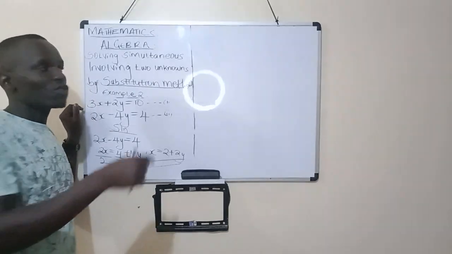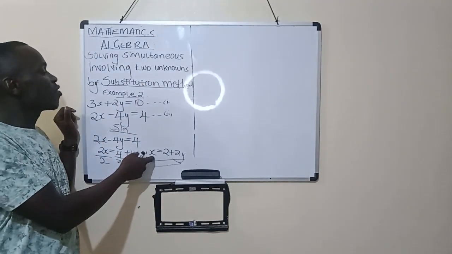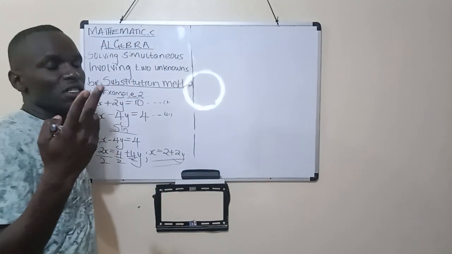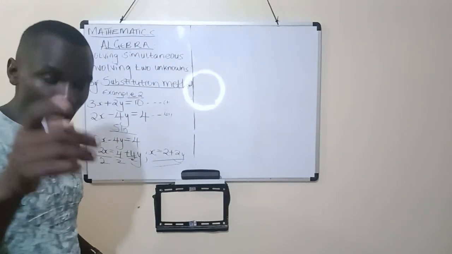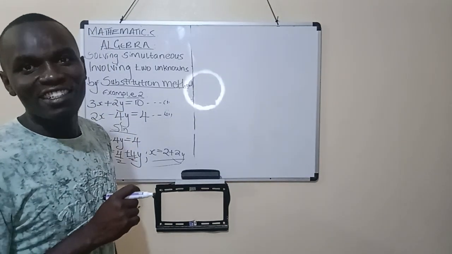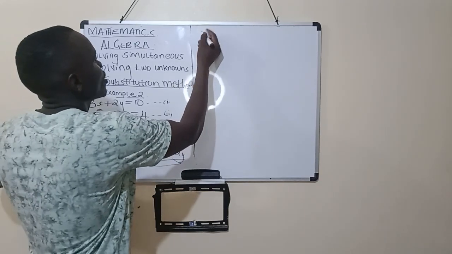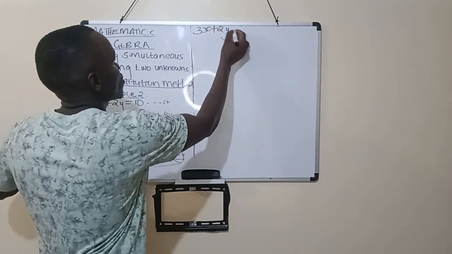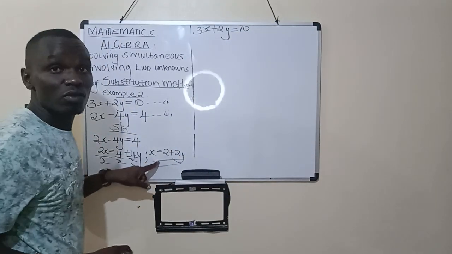We are going to substitute in the first equation. So let us substitute the value of x in the other equation. When you express one of the equations in terms of the other, you substitute in the other equation. Are you together? Now, follow keenly so that you can understand. We have our initial equation 1, which was 3x plus 2y equals 10.